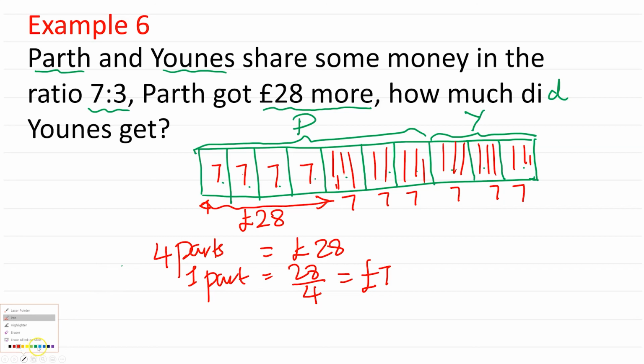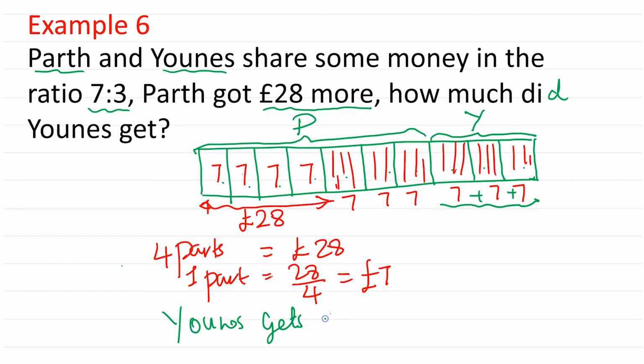Well, we can see that Yunus got these 3 parts. So that's 7 plus 7 plus 7, or 7 times 3. So you can now say Yunus gets 3 times 7 pounds, which is 21 pounds.